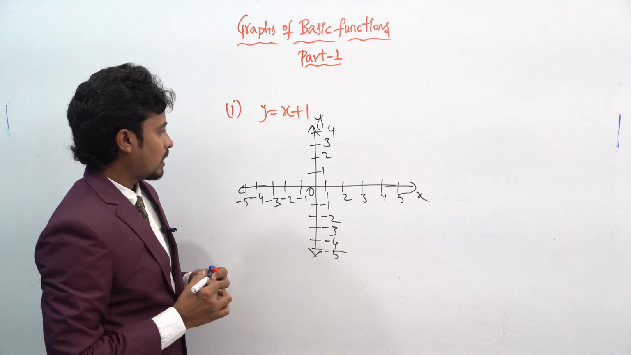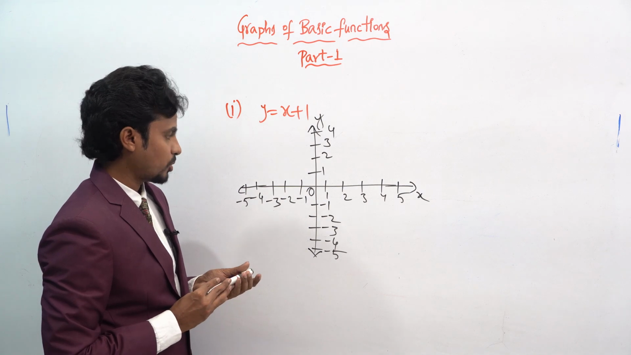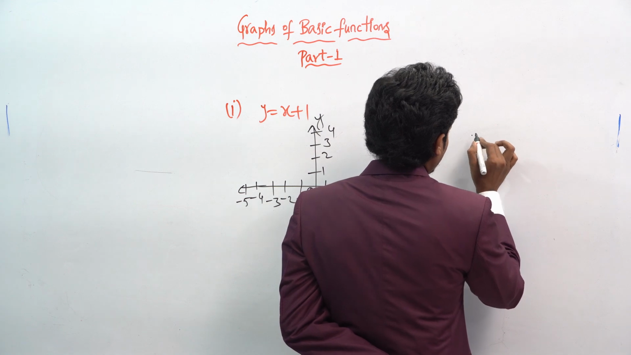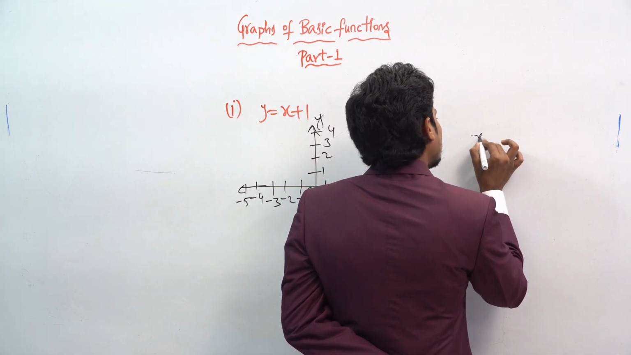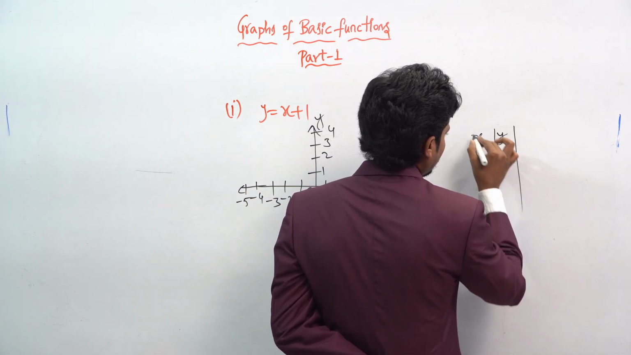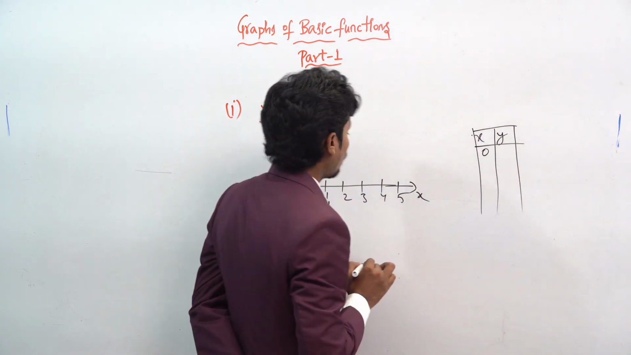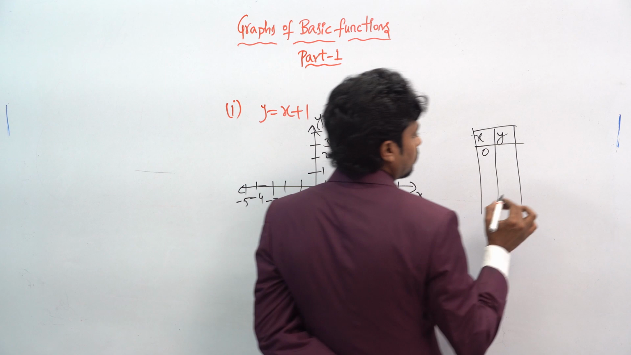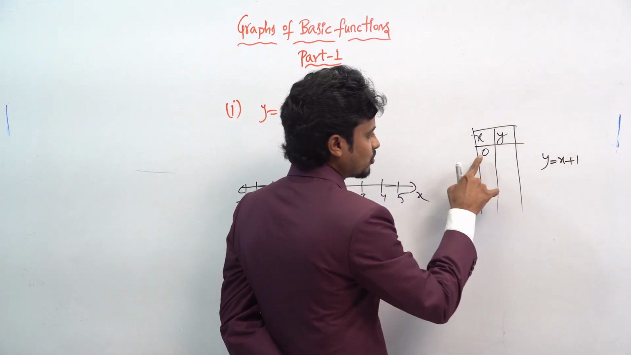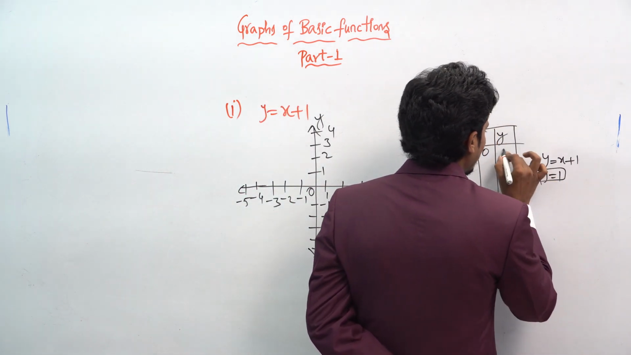Now in this case also we will see the input as well as the output. How can you draw the table? This will be x, y. Suppose I take x as 0, what will happen to y? Y is equal to x plus 1, right? In place of x, replace x with 0. So what will happen? Y becomes 1.